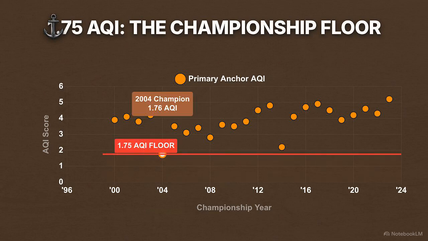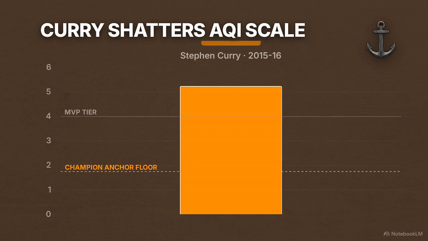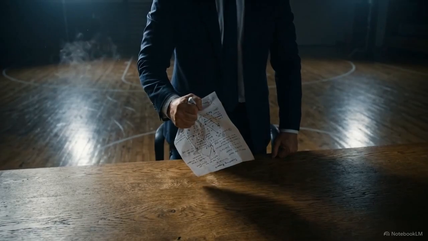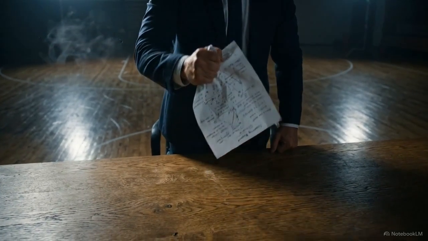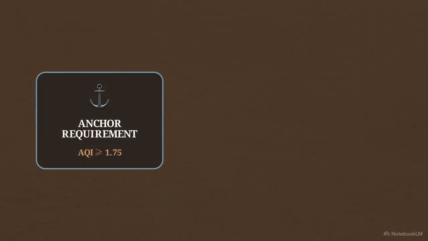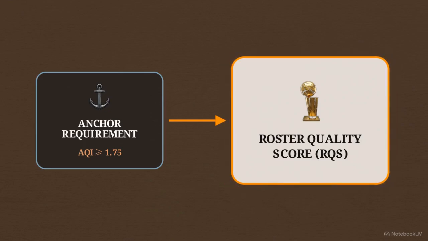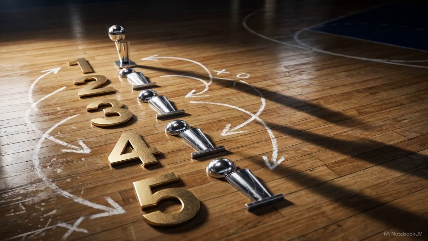This data visualization maps the primary anchors for the last 24 NBA champions. Every single one of them sits comfortably above a strict threshold of 1.75 on the AQI scale. There are 0 exceptions in modern basketball. When you look at an extreme historical outlier, like Steph Curry's unanimous MVP season in 2016, you see an AQI soaring past 5.2. He maximized efficiency under maximum usage. Without an anchor mathematically proven to clear that 1.75 floor, a franchise is structurally disqualified from winning a title.